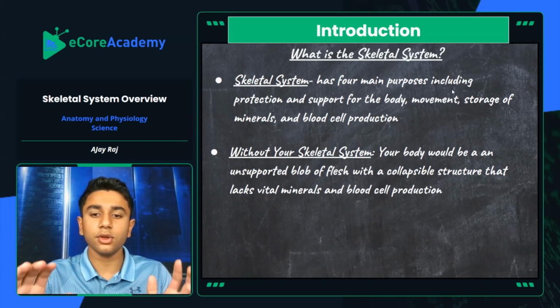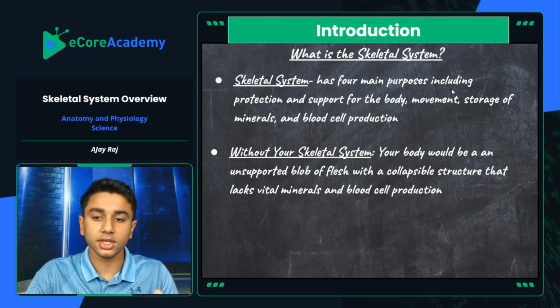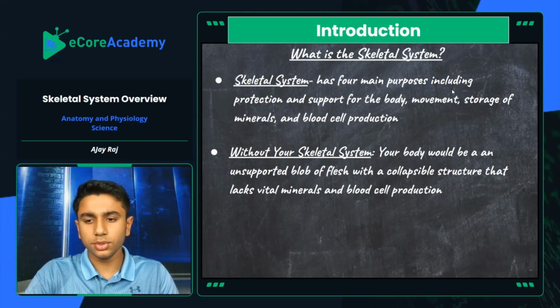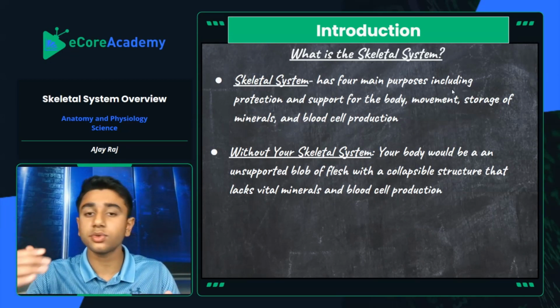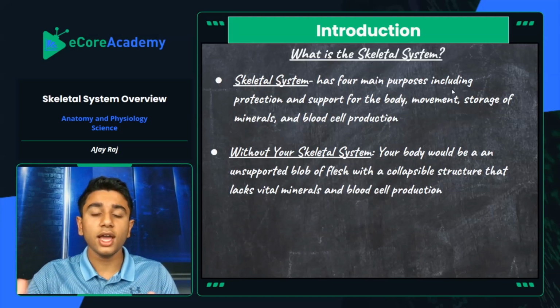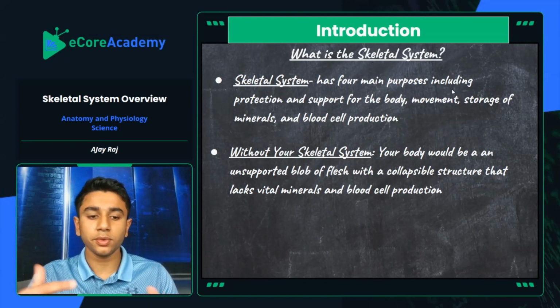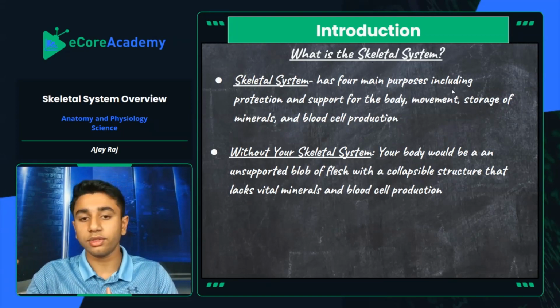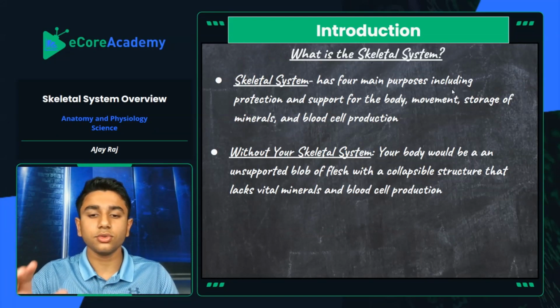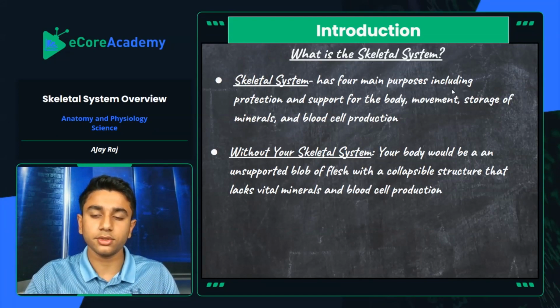Not only would you have calcium deficiency, mineral deficiency, and lack of blood cell production, but you would also be an unsupported blob of flesh, like I said before, with a collapsible structure. So you would essentially have absolutely no structure. This would really affect your body systems, and this would change exactly how humans are. We would have evolved to a completely different level, and I'm just telling you, we wouldn't look as attractive as we are now without our bones. So we should all be thankful for our skeleton.